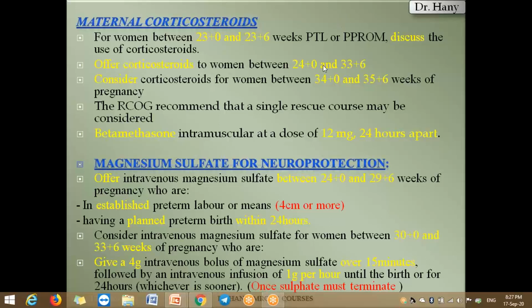Sir, just please clarify about this rescue dose. It's written that if it is less than 26 weeks, we repeat the dose. So do we give 2 injections 24 hours apart, or just 1 single dose of 12 mg?